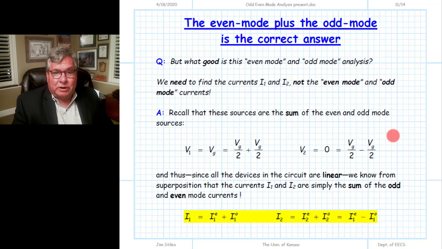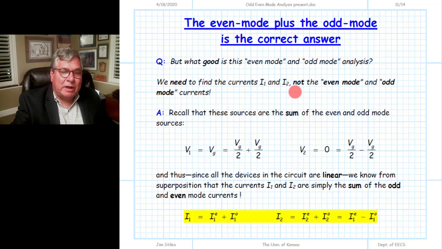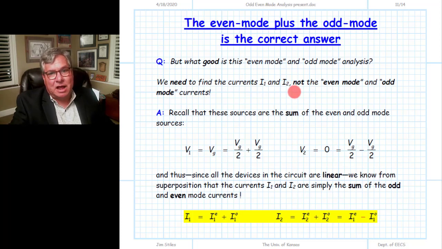What do we do now? What do we now do with this even mode solution and the odd mode solution? What did we do with the even and odd current for each port? What we ultimately want to do is determine, of course, the total current I1 and I2 there. So how do we determine that from the even and odd mode analysis?